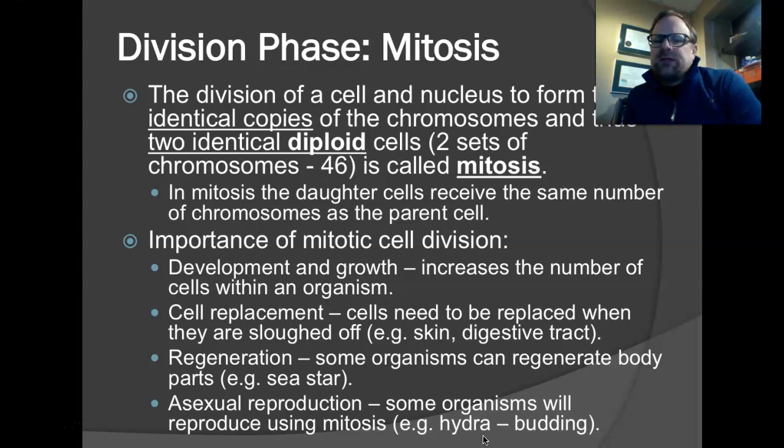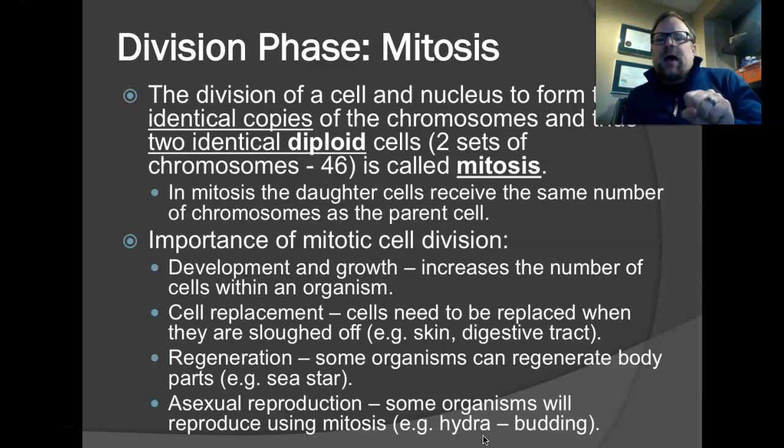So the division of a cell and nucleus to form two identical copies of the chromosome and thus two identical diploid cells is called mitosis. That's a big sentence loaded with stuff. So the whole goal of mitosis is to take one cell and turn it into two. Okay? And they're genetically identical. And they need to be diploid.